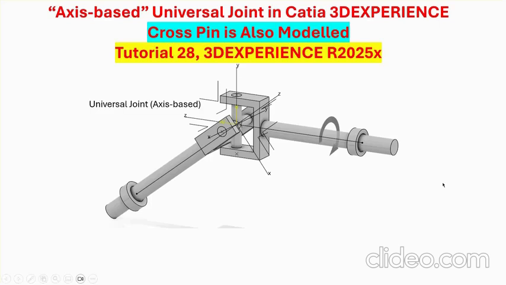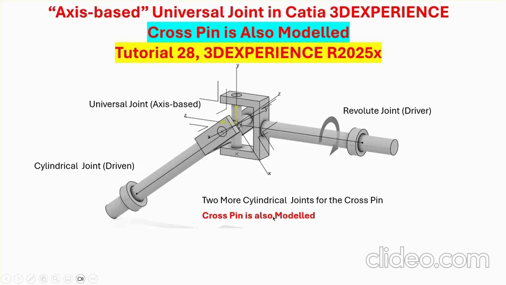Now, the geometry is pretty much the same as what we did before, except that there are these grips at the ends where the crosspin is going to go. So we're going to use an axis-based universal joint. There's going to be a cylindrical joint here, which is going to be the driven shaft, a revolute joint there, which is going to be the driver shaft. And because the crosspin is modeled, we're going to have two cylindrical joints which are making the pin move.